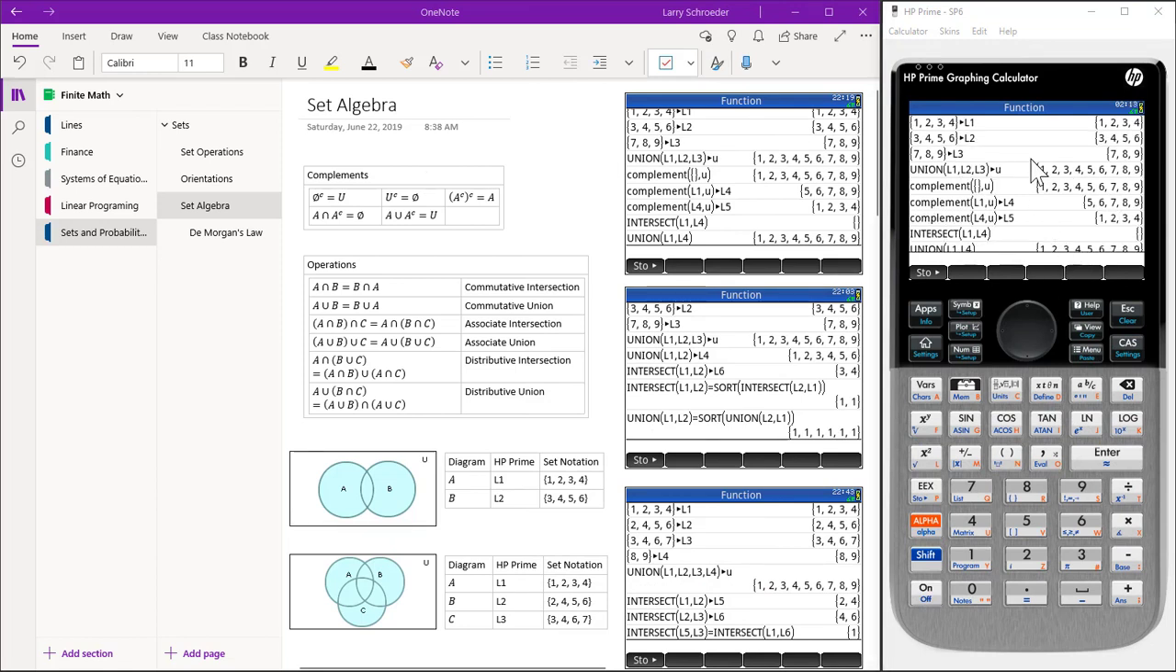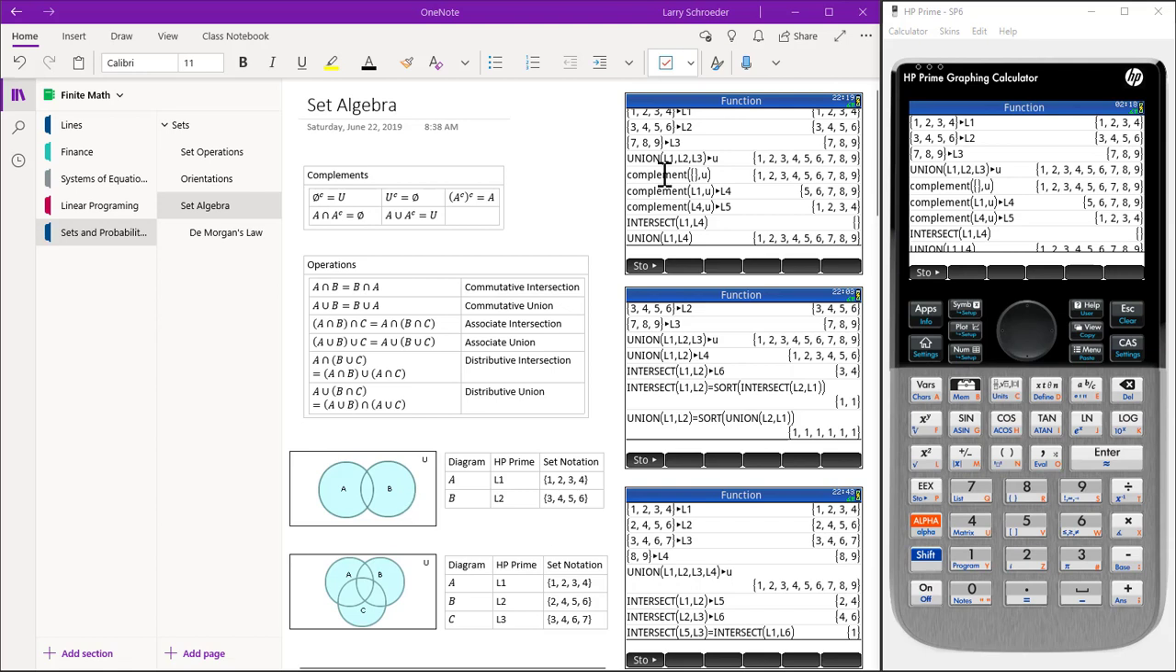We have switched our HP Prime calculator screen over to the complement screen. First, we put in L1 to be 1, 2, 3, and 4. L2 to be 3, 4, 5, and 6. L3 to be 7, 8, and 9. So what we're talking about here is L1 is A, L2 is B, and L3 is this area in the white for our universal set.